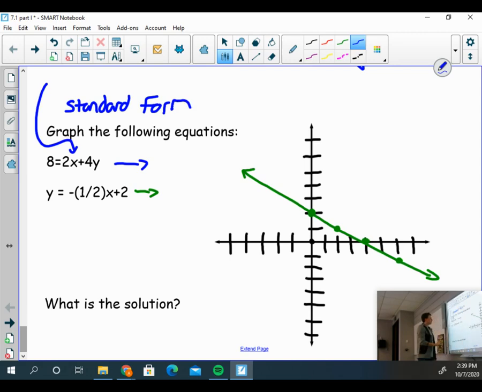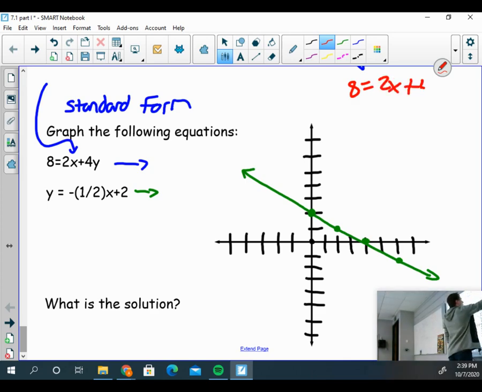So there are a couple ways we could graph this. We could graph it using the intercepts. If you think back to chapter 6, we typically graph standard form by using the intercepts, or we could turn it into slope-intercept. Okay, I'll turn this into slope-intercept and then graph it. If you would like to just graph it with the intercepts in standard form, go for it. But I'm going to go ahead and turn this into slope-intercept form.